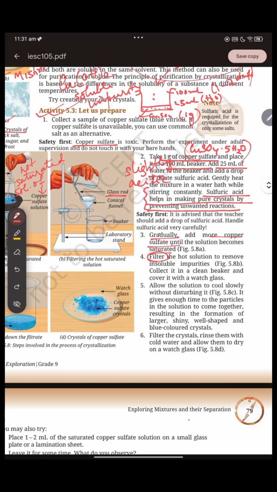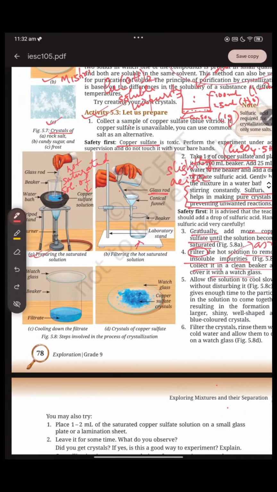Okay, now after preparing the hot saturated solution, you need to filter it with the help of a glass rod such that it doesn't spill. And this hot saturated solution is filtered in order to remove insoluble impurity which will remain as residue in the filter paper, and you collect the clean solution in the beaker. This is not having any impurity. It's the clean solution which is cooled down gradually.